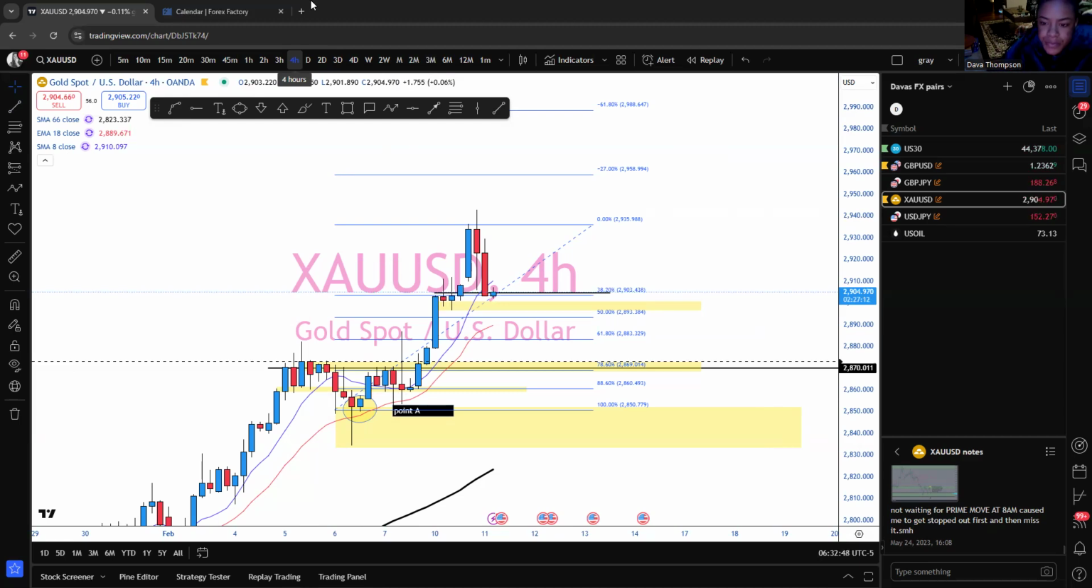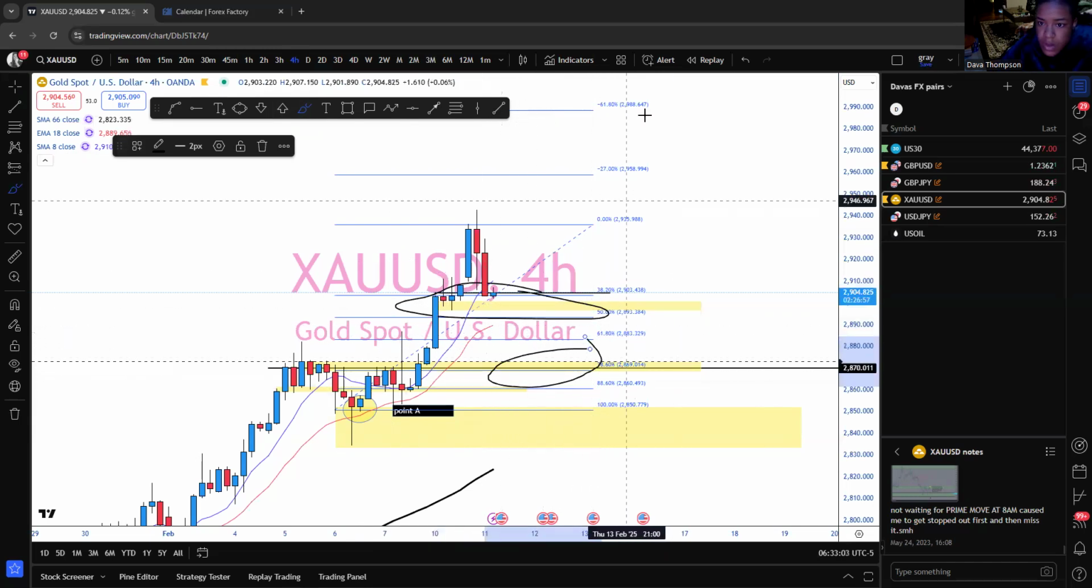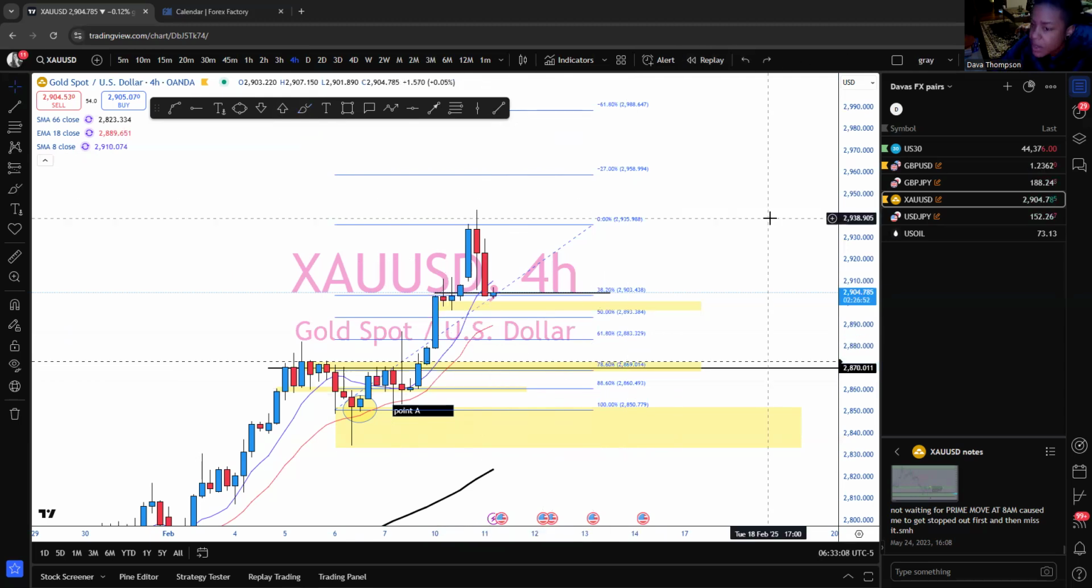So if price is still here during 9:30 open, I want to see some bullish moves on the 1 hour, or some breaks, or some bullish engulfings, right? And then this is also another spot it could come to. So it's just a matter of, again, waiting to see what price action is doing come 9:30.